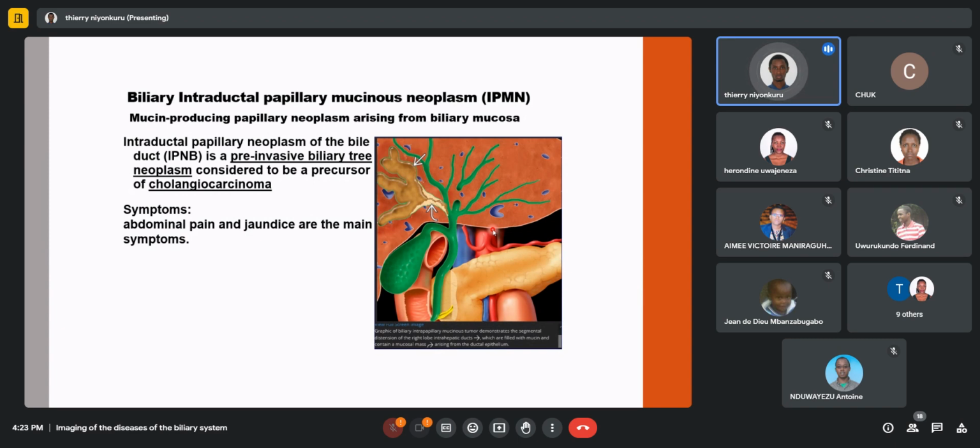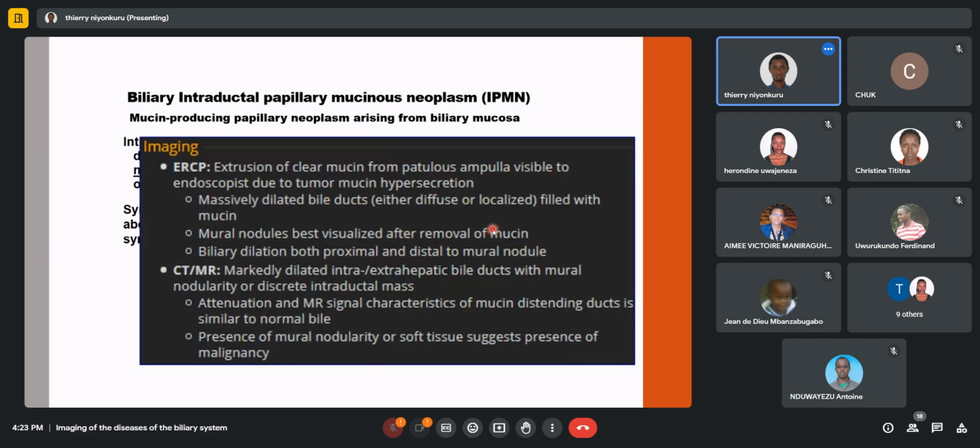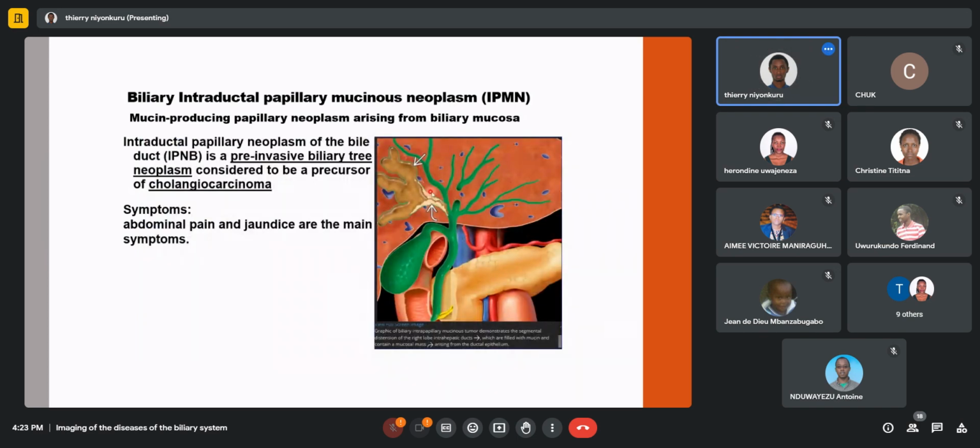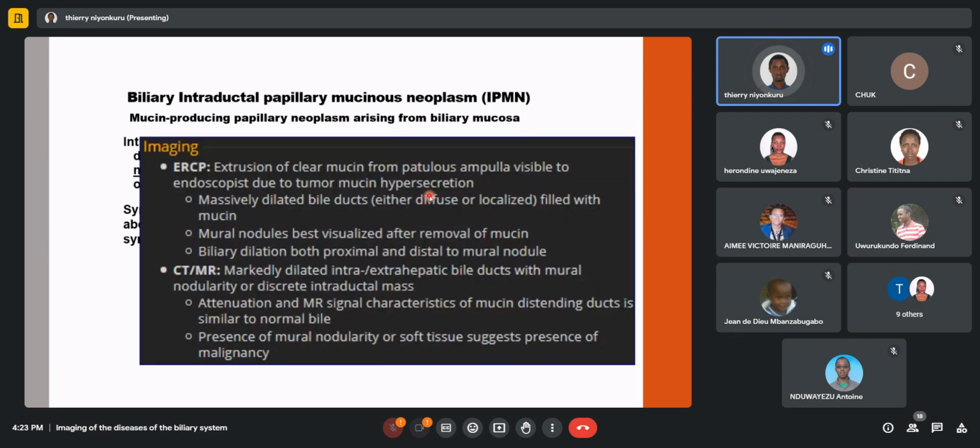Patients present with abdominal pain and jaundice, which are the main symptoms. As we can see, inside the bile duct there is a proliferation of malignant tissue. In ERCP, there will be extrusion of clear mucin from the papilla ampulla, visible endoscopically, due to mucin tumor hypersecretion. On CT, we see marked dilatation of the intra- and extrahepatic bile ducts with mural nodularity or a discrete intraductal mass. The presence of mural nodularity of soft tissue suggests malignancy.